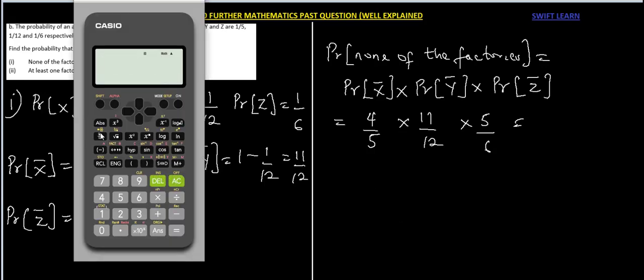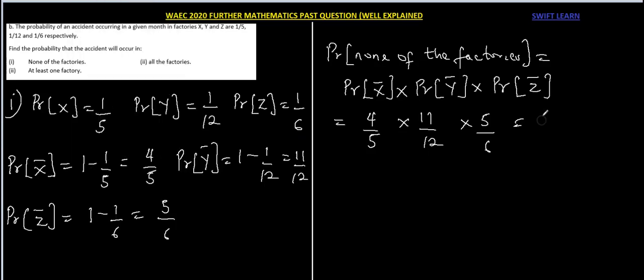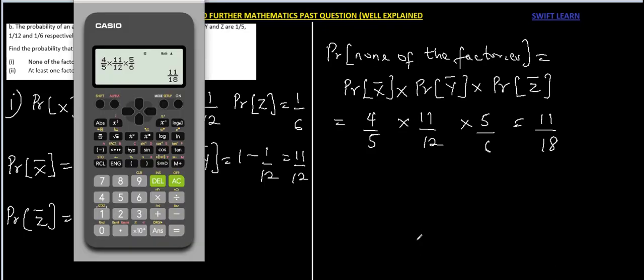So using our calculator now, we have 4 over 5 multiplied by 11 over 12 multiplied by 5 over 6. So what would that be? So our final answer is 11 over 18. So for the next question, there's 11 over 18.